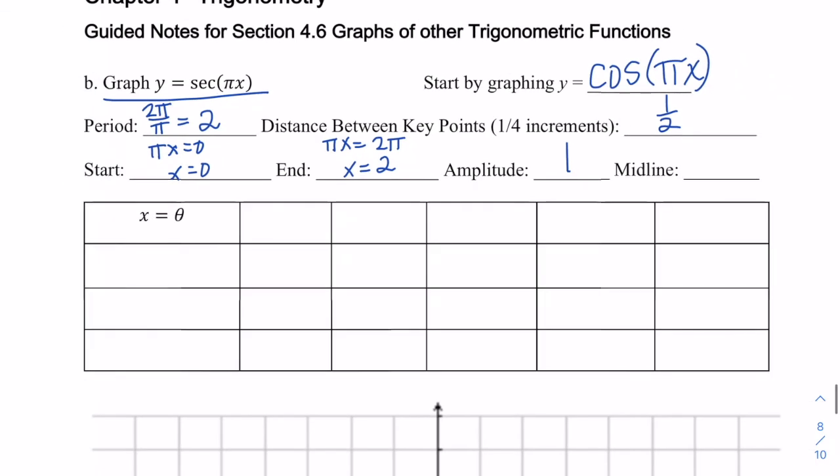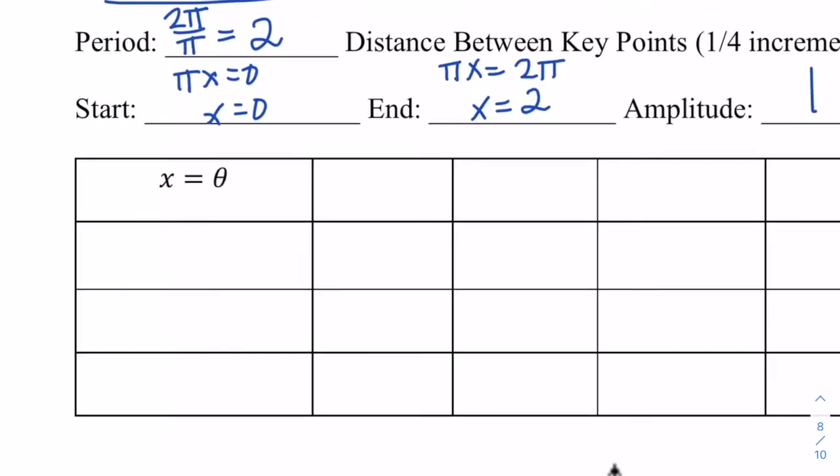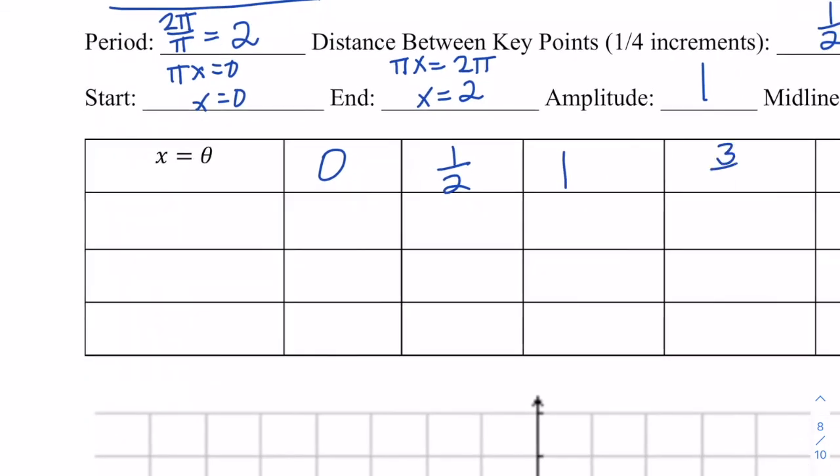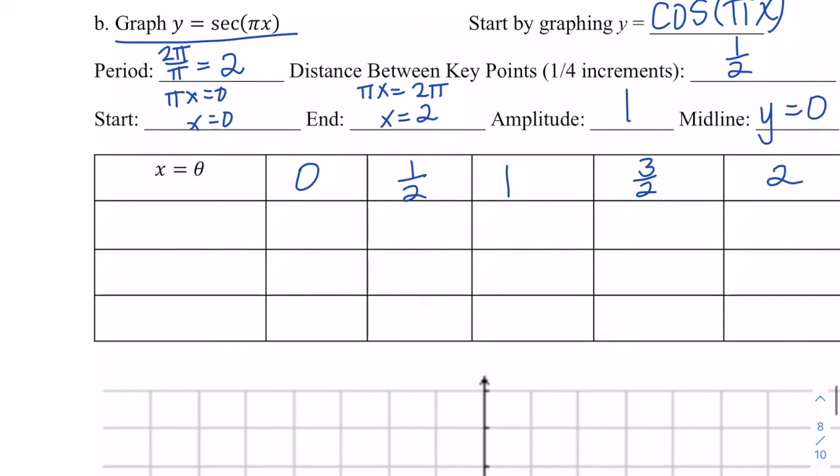And we could say the midline is still y equals 0 for the cosine. So graphing the cosine, again, we're going to start with 0. We're going to add 1/2 every time. So this is just 3/2, and then 2. And we know cosine, just regular, good old cosine, starts at 1, goes to 0, -1, then 0, then back to 1.